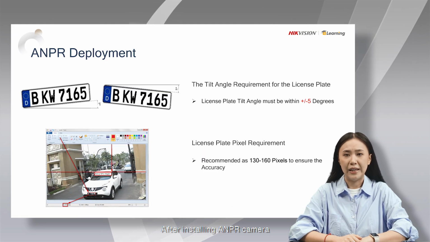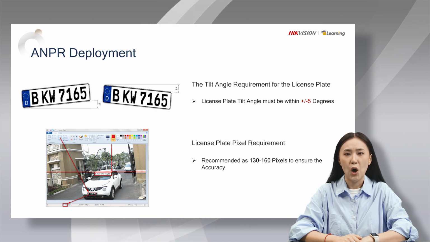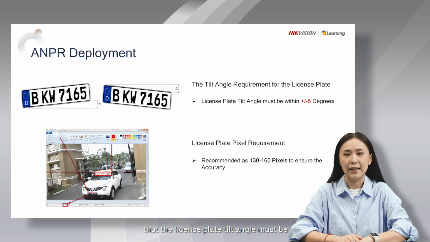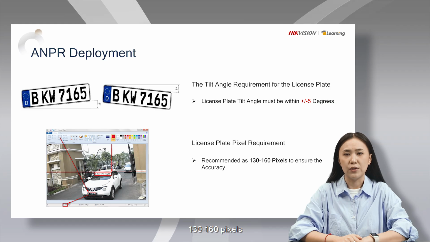After installing the ANPR camera, we also need to check the license plate pixel requirement. We need to make sure that the license plate tilt angle is within plus or minus 5 degrees, and the license plate pixel is recommended as 130 to 160 pixels to ensure the accuracy of recognition.